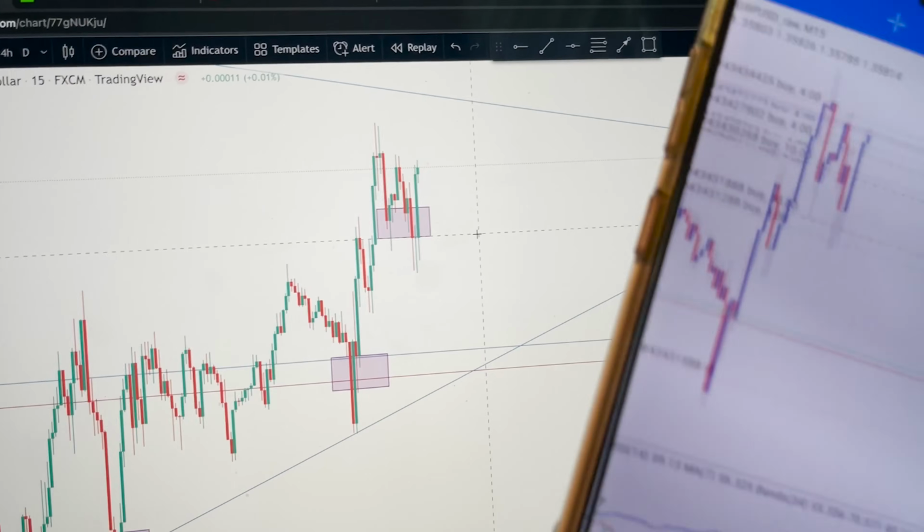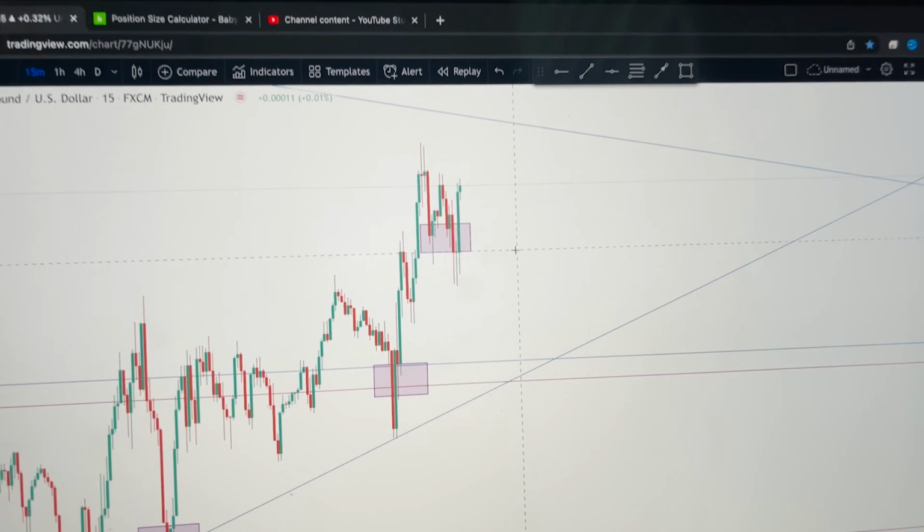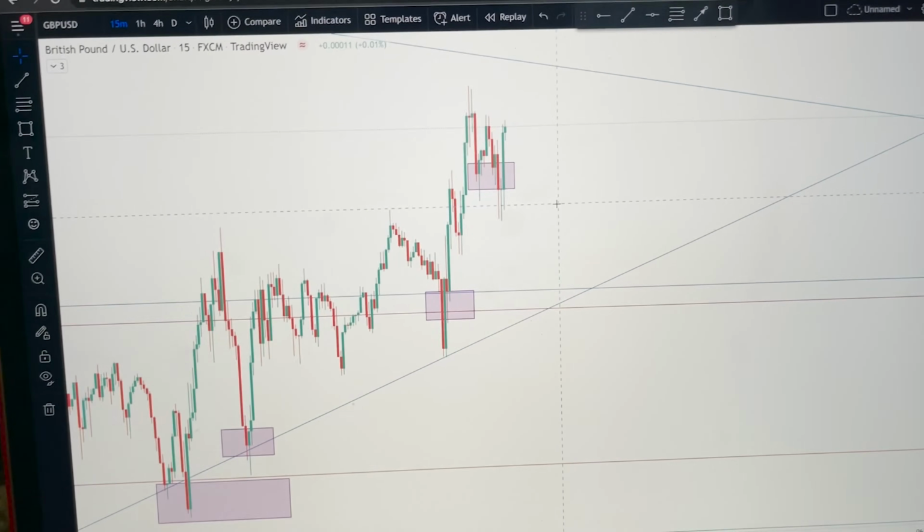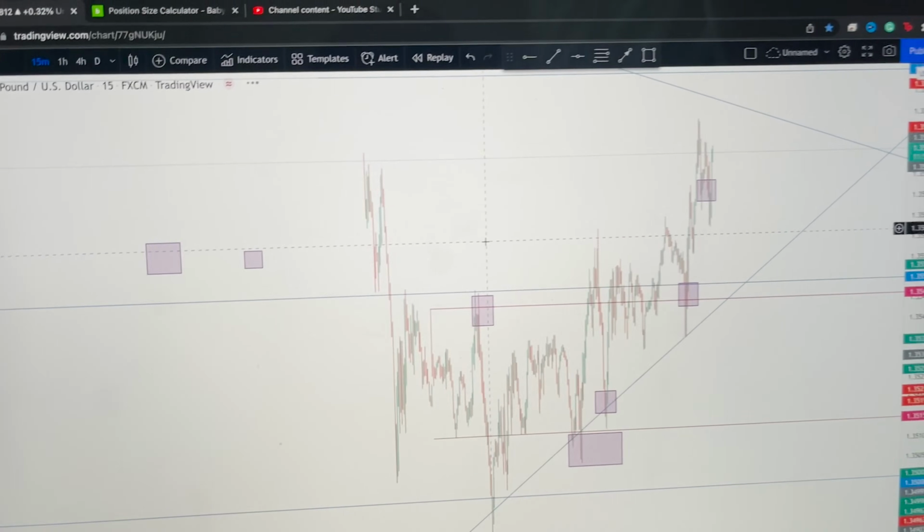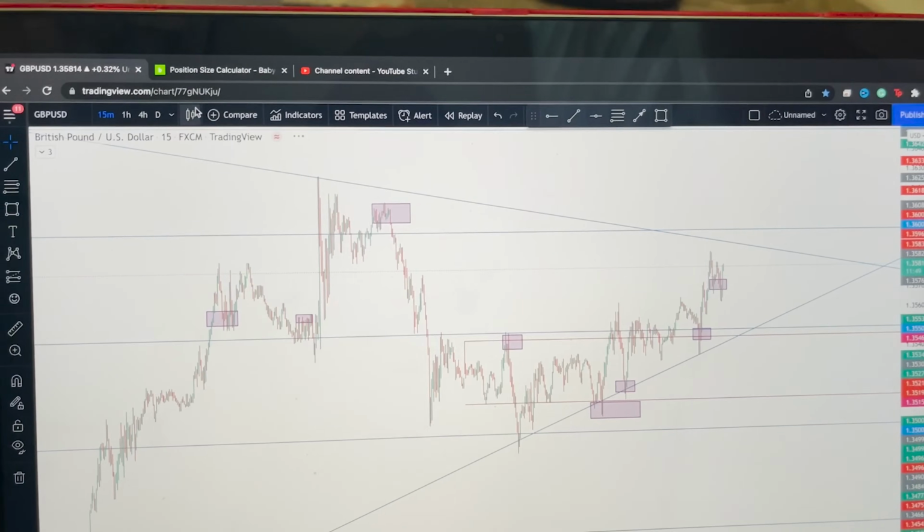All right, so let me break this trade down to you. So what did I see? Why did I go short? I'm sorry, why did I go long? Okay, and here it is. You would already notice this on the 15-minute time frame.